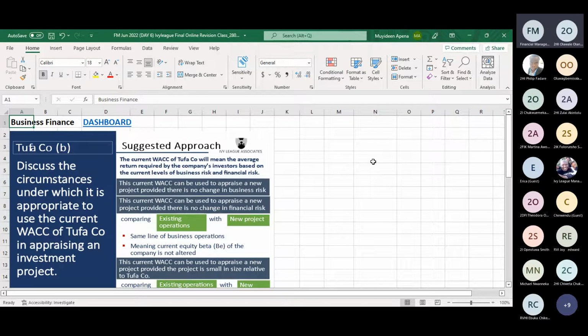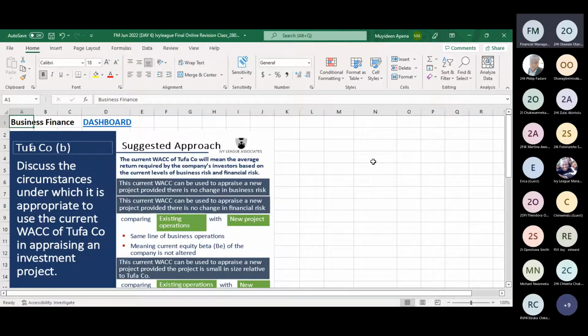Okay, so I'm just trying to let you know how to treat a situation like that, but that's not what we are going to write here. What we are writing here is that circumstances under which it's appropriate to continue to appraise a project with the current work of TUFACO is when the business risk is not changing and also financial risk is not changing. At the same time, the project that the company wants to embark on is smaller in size compared to the company itself. Okay, when that is the situation, then the current work can be used to appraise that project.